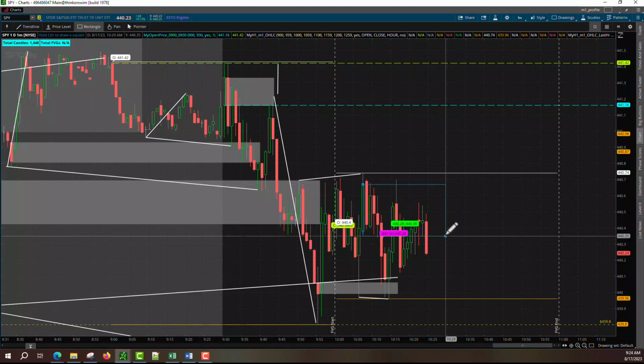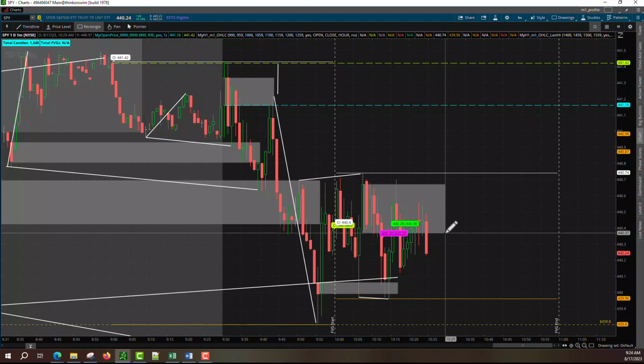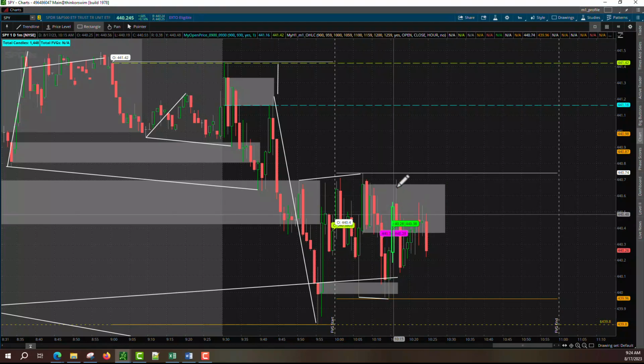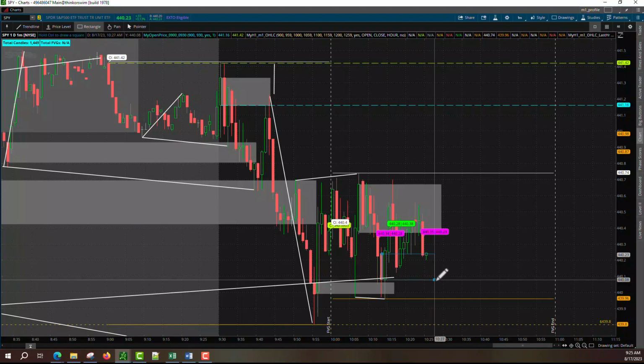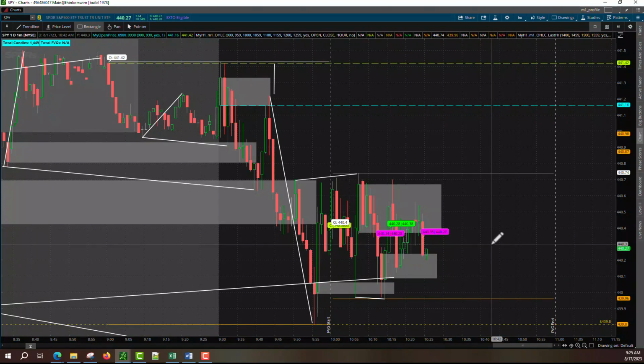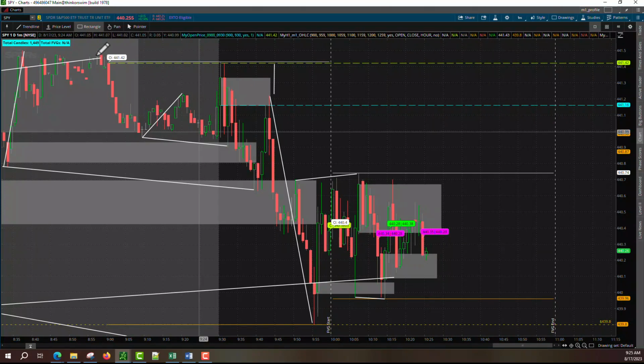Let's see. You see this order block, fair value gap, retest 1, retest 2. Also you have this bullish order block right here also, and you also follow it up right here. So it's in a tight range right now.